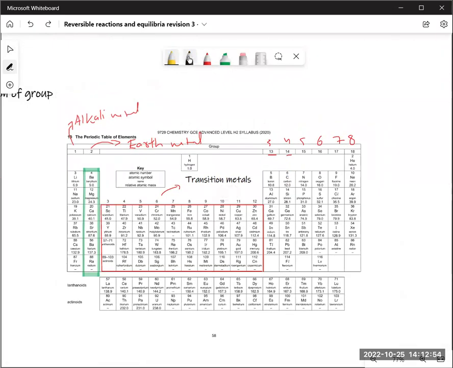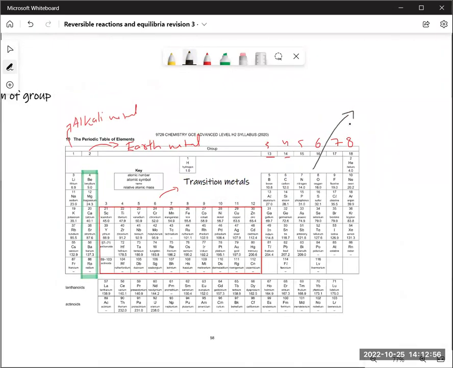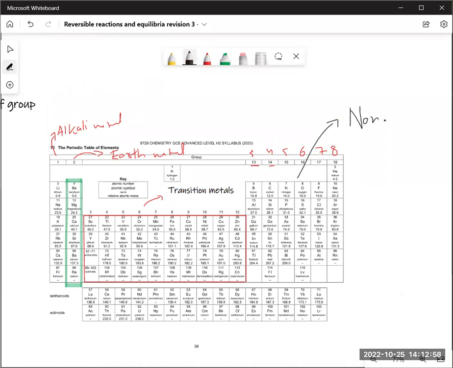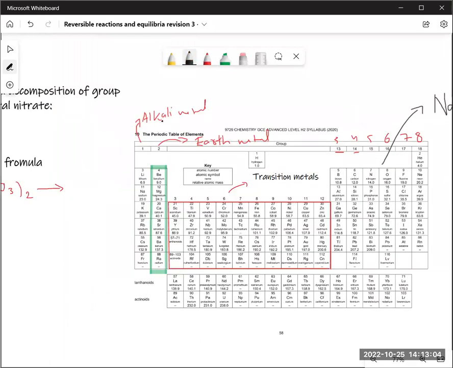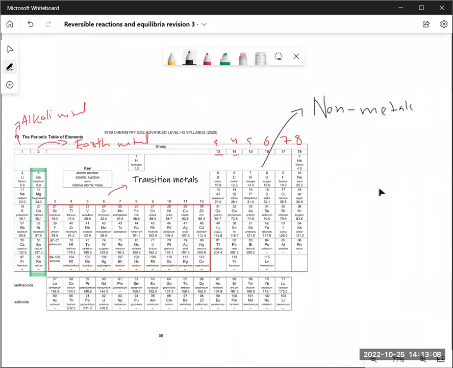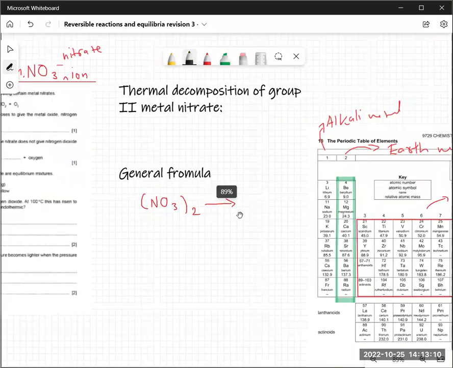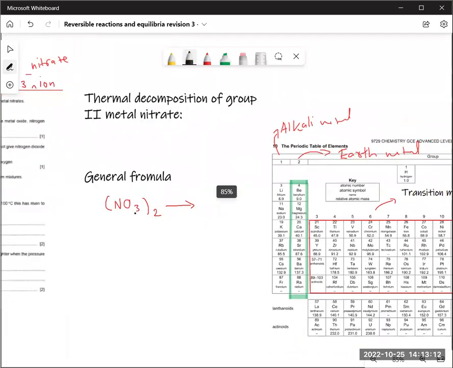All right, makes sense. Now these guys are called non-metals. So we have metals, everything is metal: alkali metal, earth metal, transition metal, and non-metals. Fine. Now we're only looking at group 2, or earth metals.